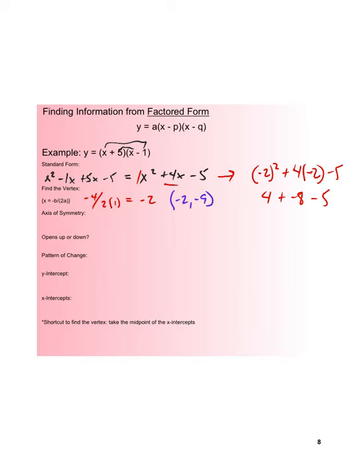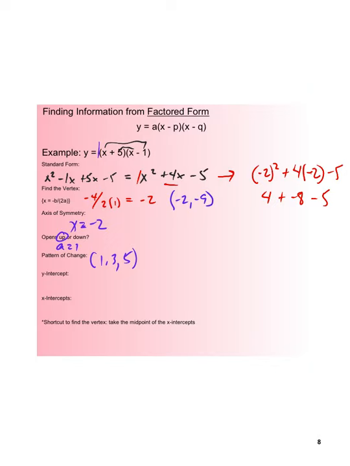Our axis of symmetry then would just be x equals negative 2, since it's the same as the x value of the vertex. Sorry about that. Our opening up or down: a in this case is just 1. There would just be a 1 out front since there is no negative term or any other number there. So this does open up.